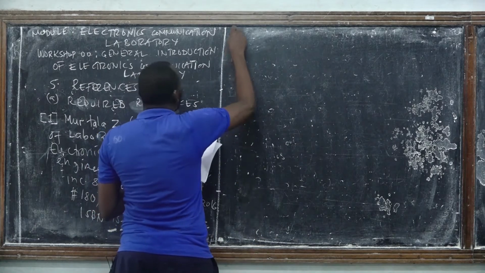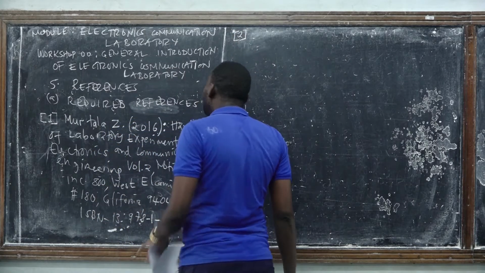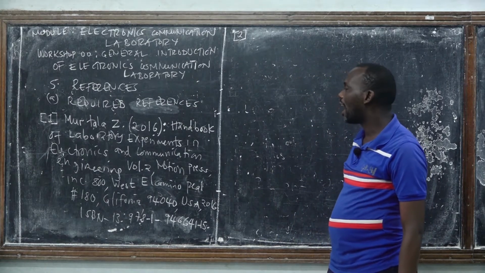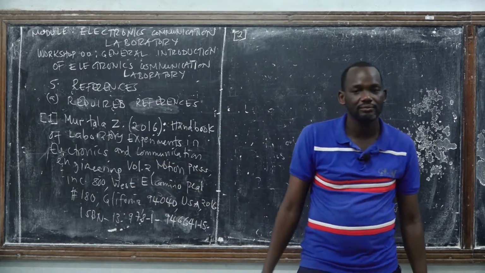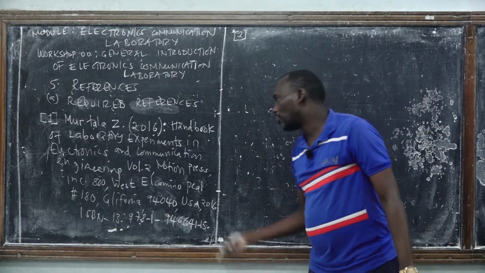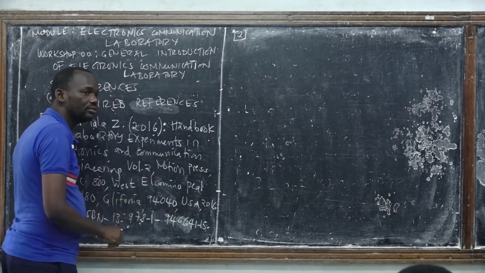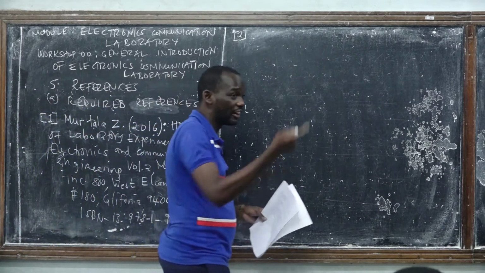Then the second required reference, Handbook of Laboratory Experiments in Electronics and Communication Engineering. Make sure that you go and find this book online. I don't ask you to go and find it in our library. It's not there.